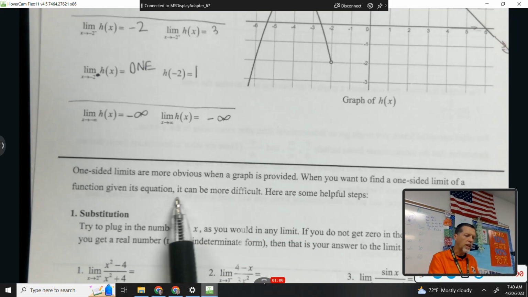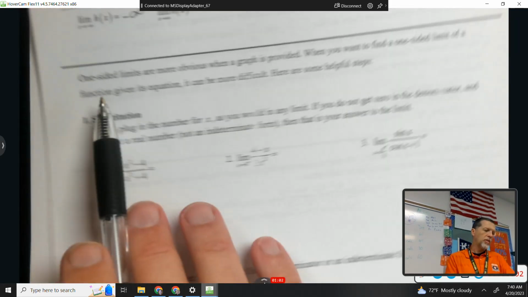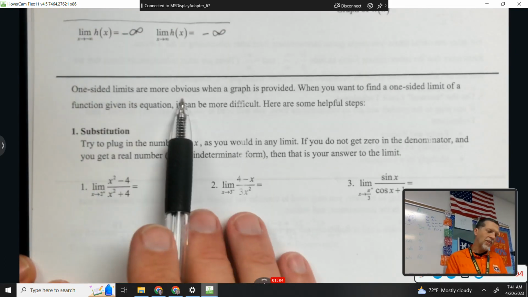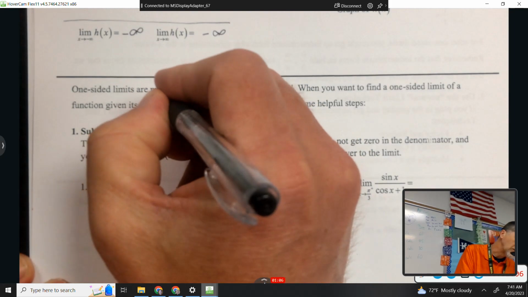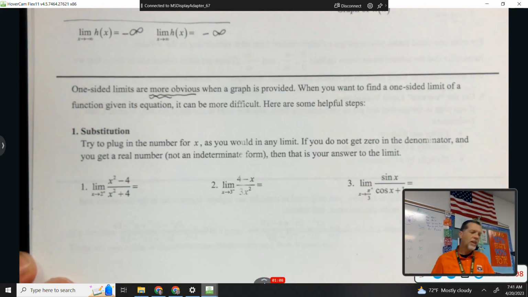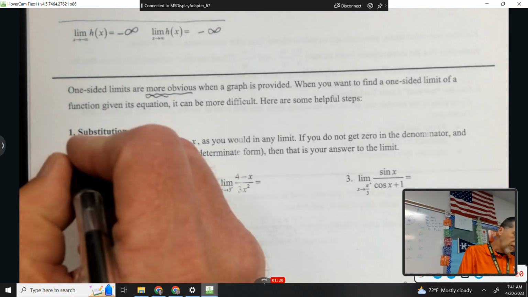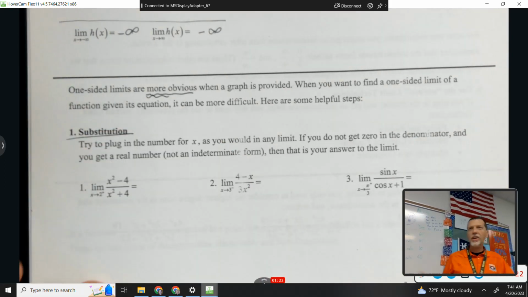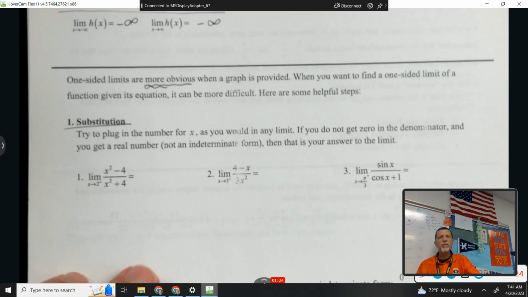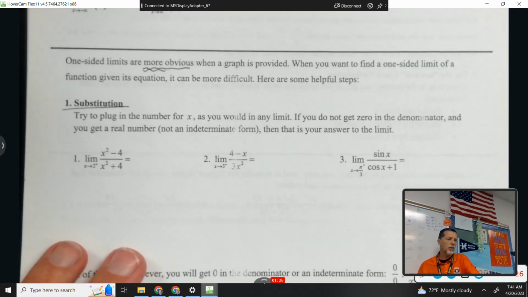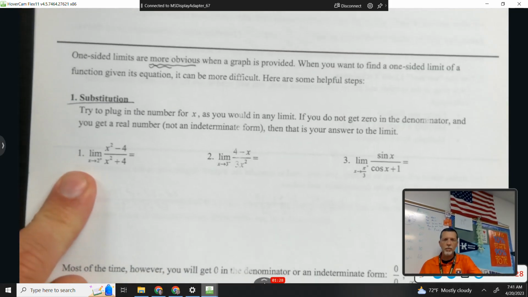What we're going to do today, well, I hope this statement is true, one-sided limits are obvious, or at least more obvious, maybe that's an important word there, when a graph is provided. But when you want to find a one-sided limit from its equation, it's a little trickier. So here's how we're going to think through this. First step, substitution. That's always our first step with limits. So always, always, always substitution, even if it's a one-sided limit.